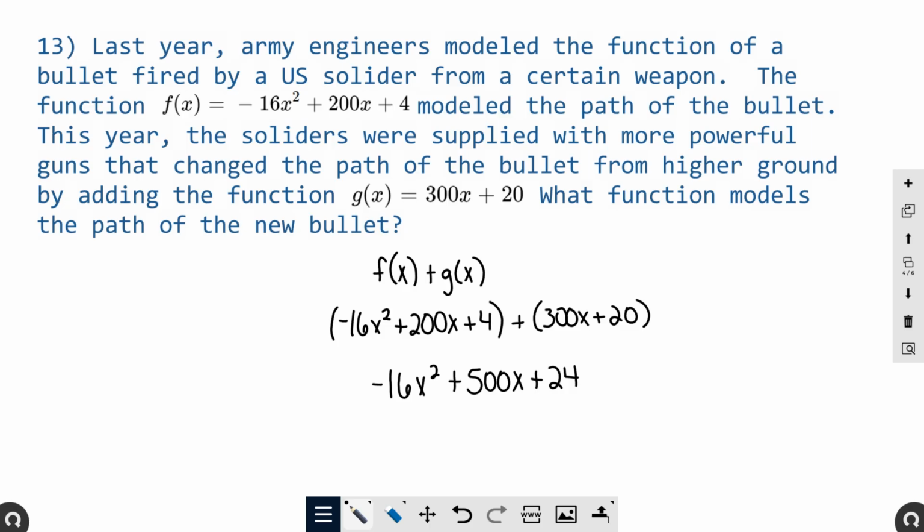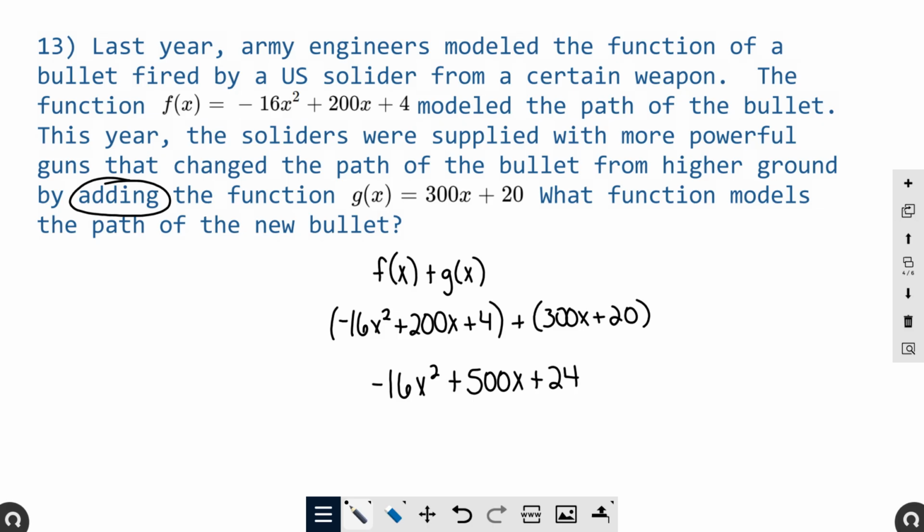Now, it's a word problem, so we don't have to name this. It just said what function models the path of the new bullet. It was multiple choice, and I took off the multiple choice options. But that would be our final answer. Just add those like terms together, because the keyword said that it added the functions together. So that's all we do is add them up.